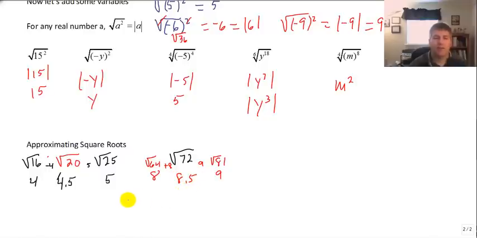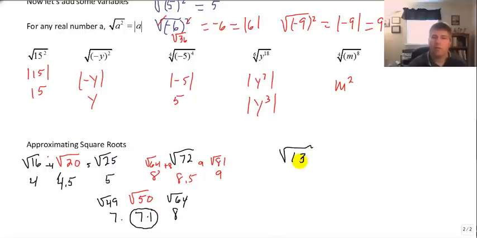Let's do something. Let's do like the square root of 50. That's not going to fall right in the middle. The square root of 50 falls between our perfect squares, the square root of 49 and the square root of 64. So it falls between 7 and 8. So the square root of 50, I would say that is about 7.1.